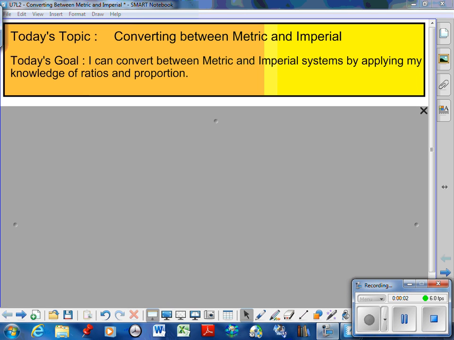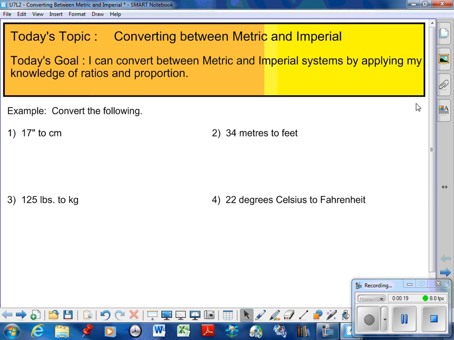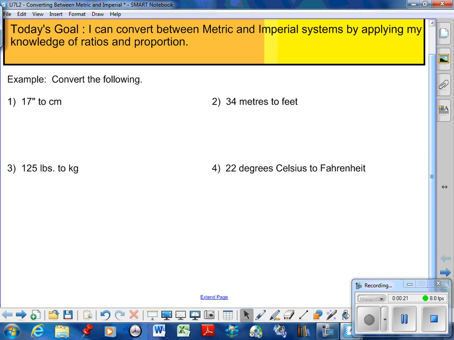All right, lesson 2. The topic today is converting between metric and imperial. The goal today is that I want you to be able to take a metric and an imperial measurement and go back and forth. You're going to use ratio and proportion. It's very, very similar to the strategy I taught you in lesson number 1. So I'm not going to beat around the bush. We're going straight to examples.